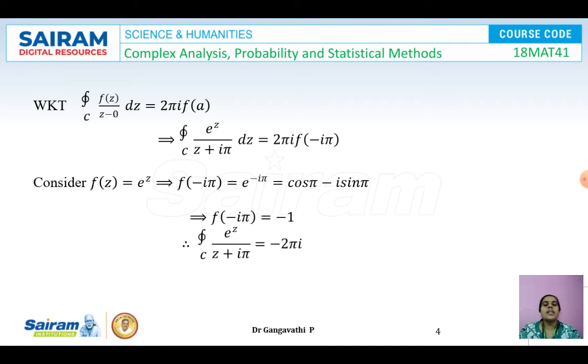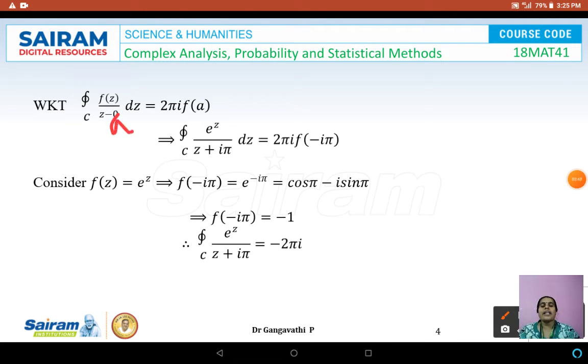Since the point lies inside the curve, by Cauchy's integral formula, the integral over C of f of z by z minus a dz is equal to 2 pi i into f of a. So the given integral over the closed curve C, e to the power of z by z plus i pi dz, is equal to 2 pi i into f of a, where a is minus i pi. Now we need to find f of minus i pi. f of z is e to the power of z, so replace z by minus i pi. We know that e to the power of i theta is cos theta plus i sin theta, which we know very well.